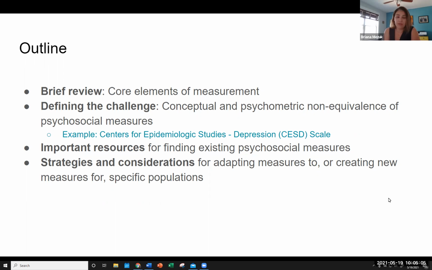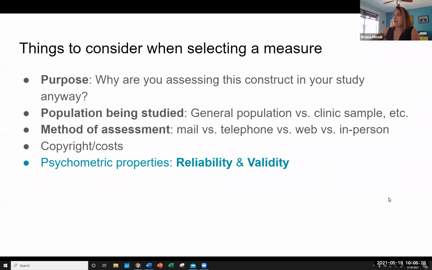I'm going to show you an example using my own work of the CESD. Then I'll tell you about some important resources to help you out with finding existing psychosocial measures, and then I'll close with some strategies and considerations for adapting or creating new measures for specific populations or specific questions.